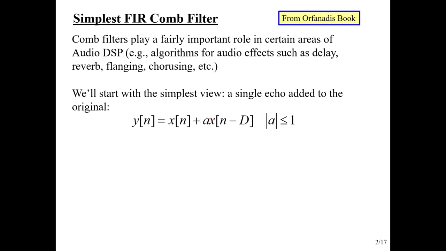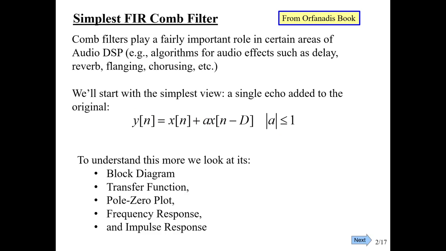Okay, so let's take a look at this particular filter. To do that, we're going to look at all the different ways we have to look at this. Well, except for state variable. We won't look at the state space view of this, but we'll take a look at all the things that we use to understand how a particular filter or system works: block diagram, transfer function, pole zero plot, frequency response, and impulse response.